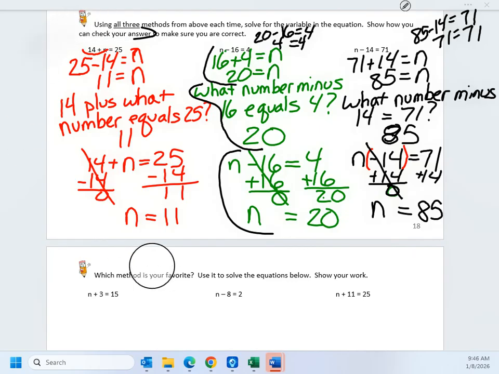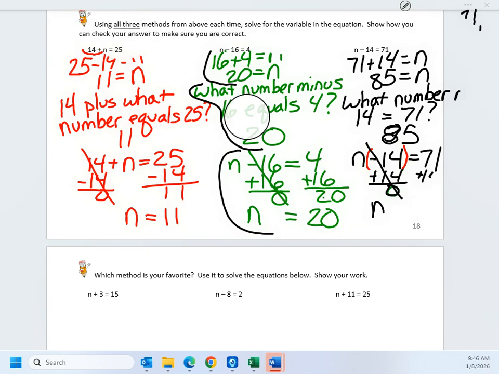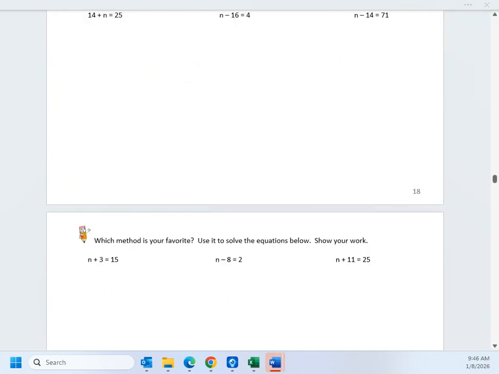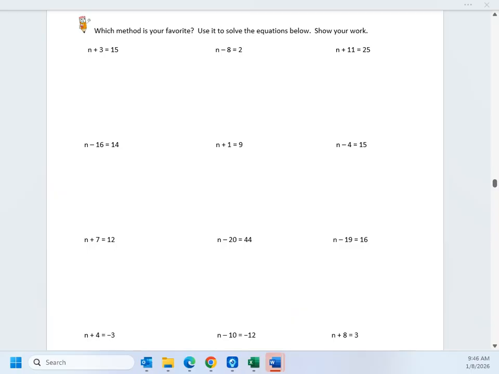So let's look at our second page, our work page for today. Our directions say which method is your favorite. Use it to solve the equations below, and I'm going to tell you, you don't have to just use one method the whole time. You can decide which method works for which equation. Sometimes you might want to write out the logic question and then put the answer. Sometimes you're going to write out your fact family and put the answer. And some of them you might go, ooh, I want to try that opposite operations on this one. See if I can do it, because I know I'm going to have to do it eventually.